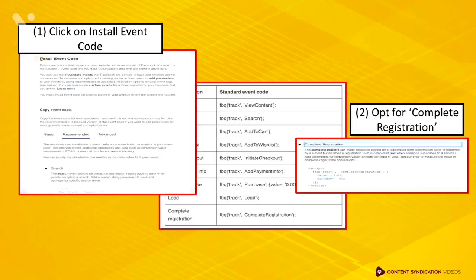The steps are just the same as installing your first pixel, but this time when you've clicked on the copy and paste the code, instead of opting for install pixel base code, you opt for install event code, where you are then led to the 9 different event options. Click on complete registration where you are given a code. You copy the code and paste it on your download confirmation page, where they will download their ebook if they choose to submit their details.